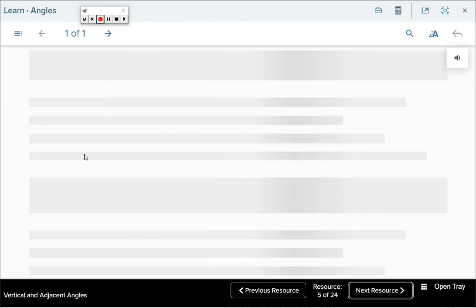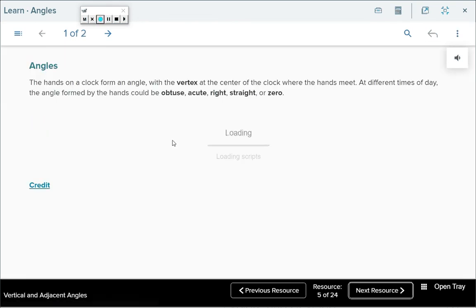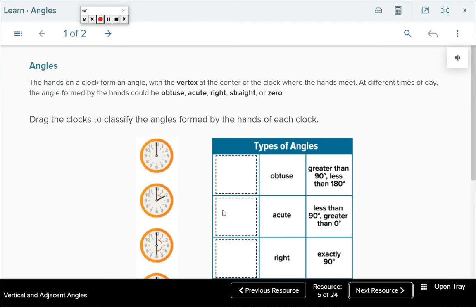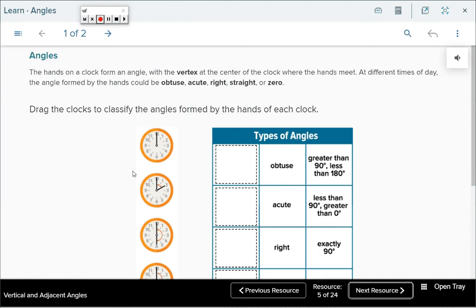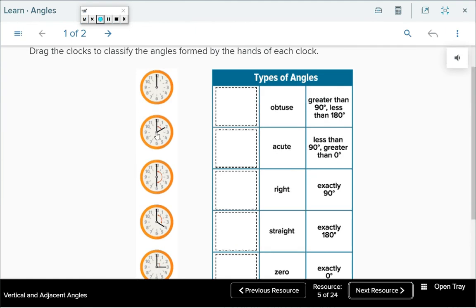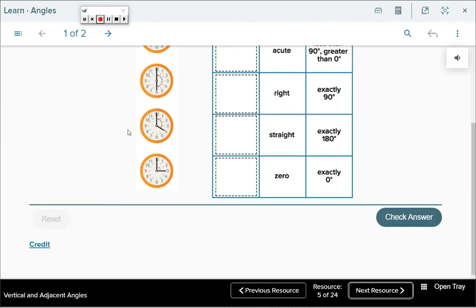So let's take a look at some of these angles. Remember, a vertex is where the two sides come together. Like on a clock, this would be considered the vertex right here. Just looking at this angle, what kind of angle would this be? Acute. What kind of angle would this be? Right. Straight angle. Even though it's going straight up and down, it's still a straight line, so that would be a straight angle. What kind of angle would this be? Obtuse, and this would be a right. What about this one? It's a zero angle. There is no angle there, right?